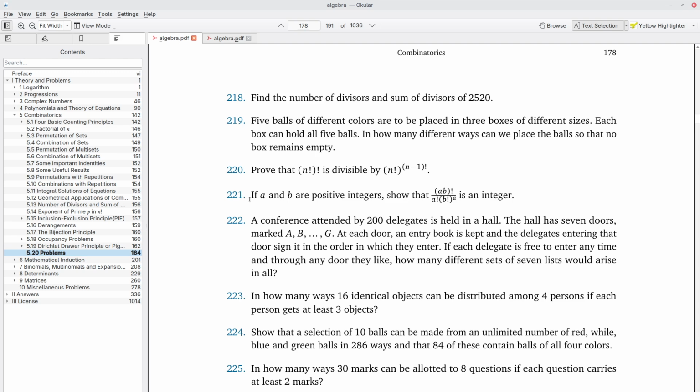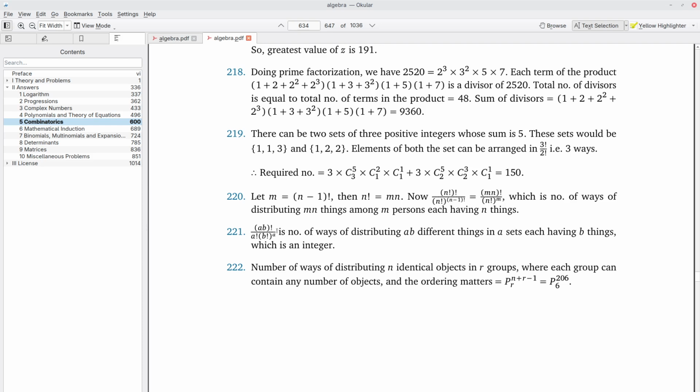Question 221 says that if A and B are positive integers, show that (AB) factorial divided by (A factorial multiplied by B factorial) to the power A is an integer. So this given fraction is the number of ways of distributing AB things in A sets, each having B things, which will be an integer.